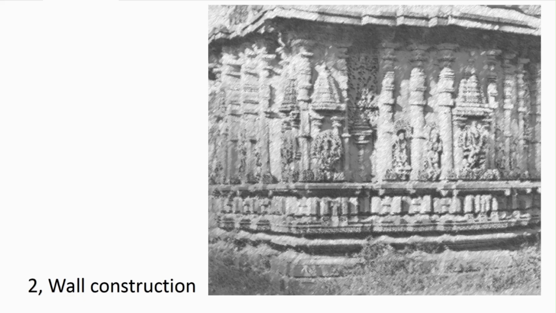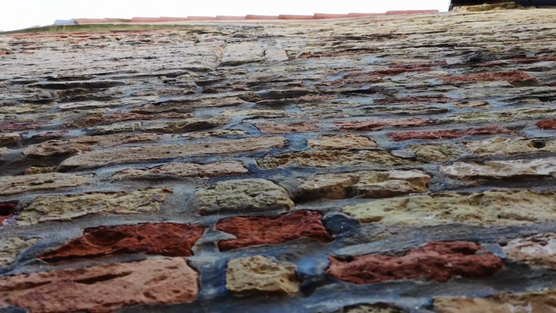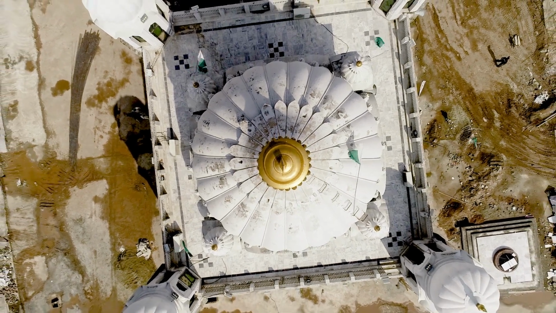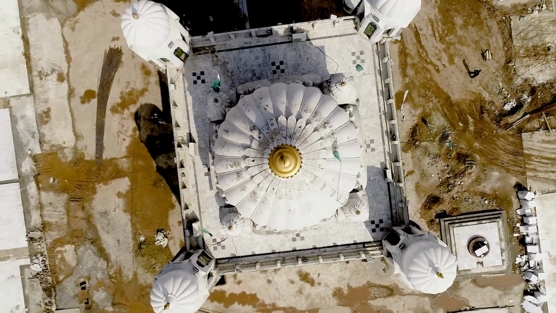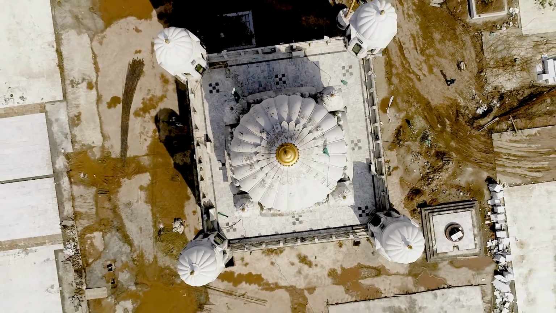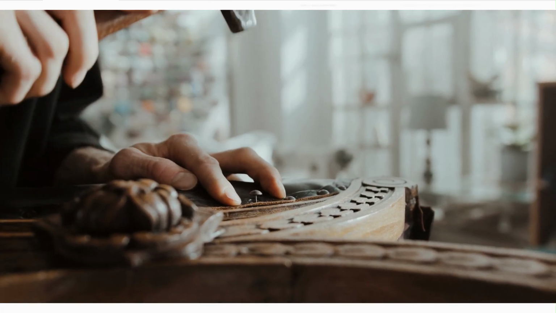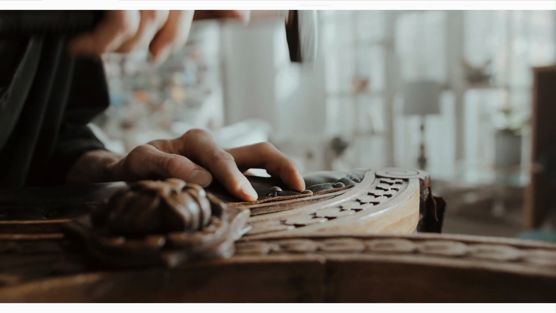Wall construction. The walls of the temple were constructed using stone, brick, or a combination of both. Roofing. The roof of the temple was constructed using wood, stone, or a combination of both. Carving and ornamentation. The temple was adorned with intricate carvings, sculptures, and other ornaments.